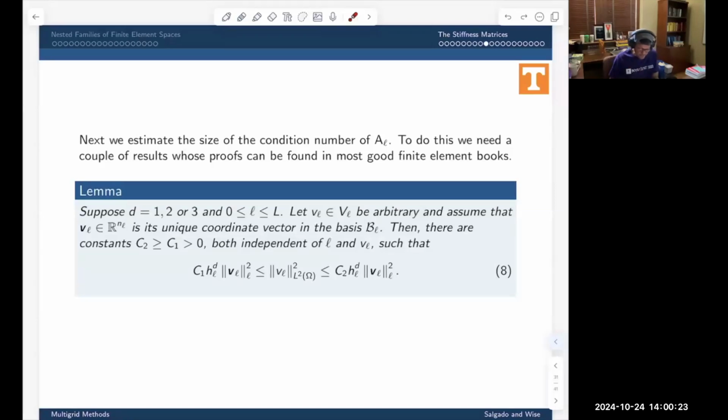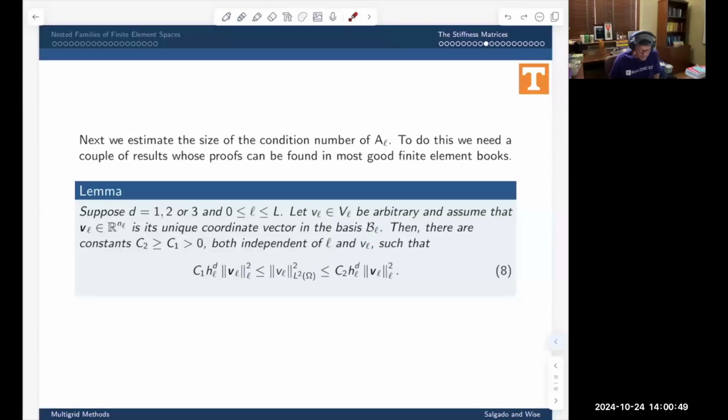So suppose that d is any dimension that we might be interested in, 1 through 3, and we have any level of interest, and v_L coming from capital V_L arbitrary. Let's, as usual, assume that boldface v_L is its unique coordinate vector in this basis B_L.